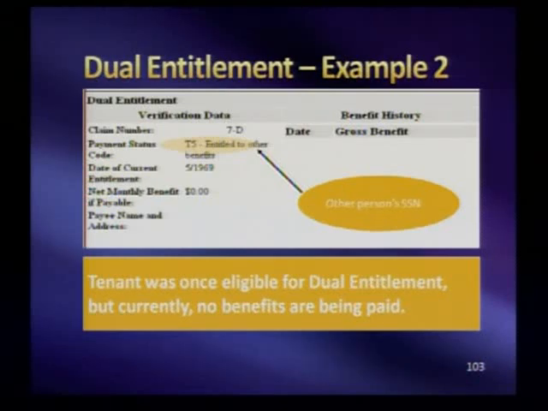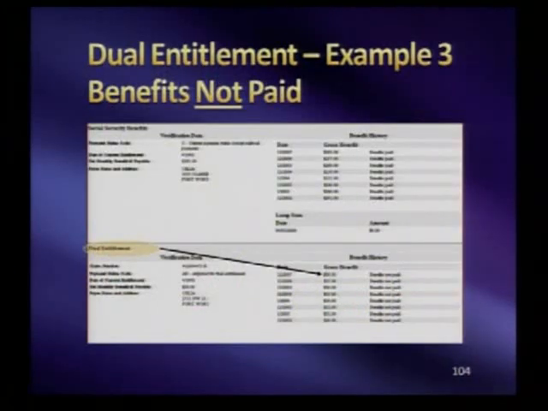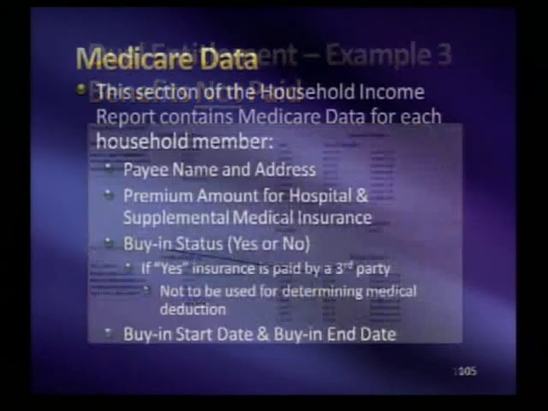Here's another example of dual entitlement. But this one is interesting because this one says that the person is no longer eligible for the dual entitlement because they're eligible for benefits under something else. You might not know about that. So you might want to ask them, hey, what's that other benefit you're entitled to? Okay, here's an example of dual entitlement, but the benefits are not paid. And I know you can't really see that, but when you get the live training materials, you'll be able to see it clear. But when benefits are not paid, EIV will indicate benefits not paid.